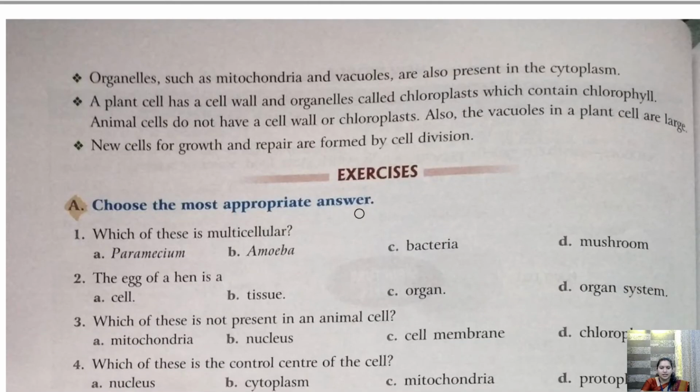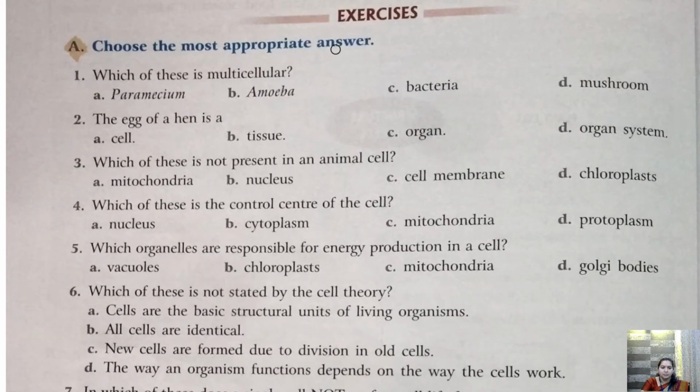Now coming to the exercise of the chapter. Please open this page, children. Let's move to the exercise. Choose the most appropriate answer. Question number 1. Which of these is multicellular? Paramecium is unicellular. Amoeba is unicellular. Bacteria is unicellular. So mushroom is a multicellular. So what is the correct answer? D. Mushroom is a multicellular organism.